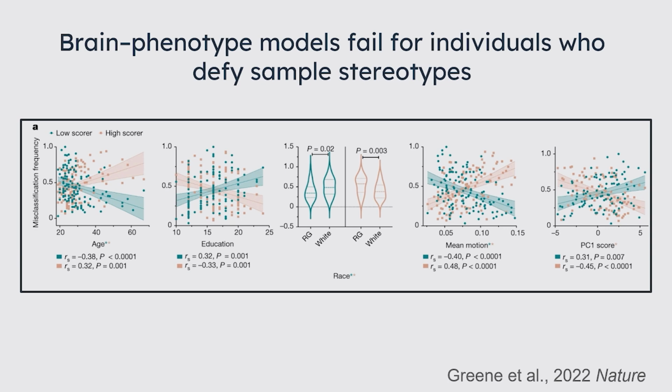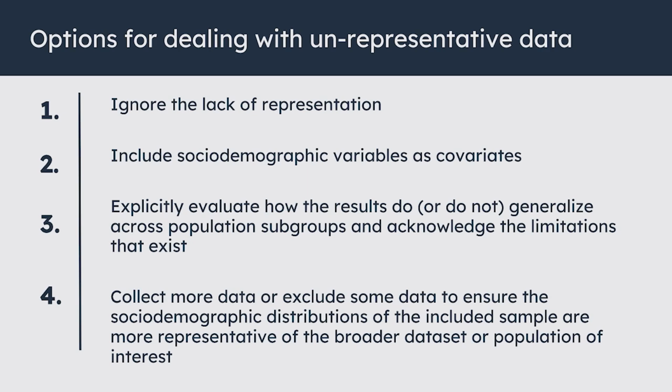Specifically, they found that age, race, education, motion, and cognition were related to how likely a participant was to be misclassified. So basically, if someone deviates too far from the norm of that sample, it probably will not work in them.